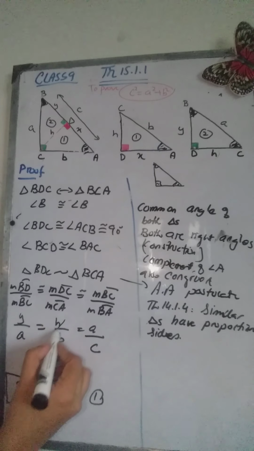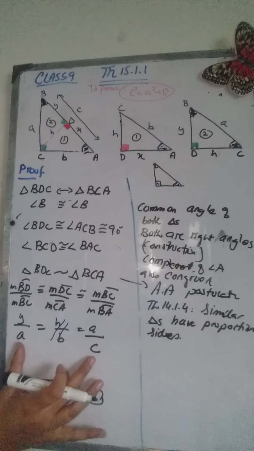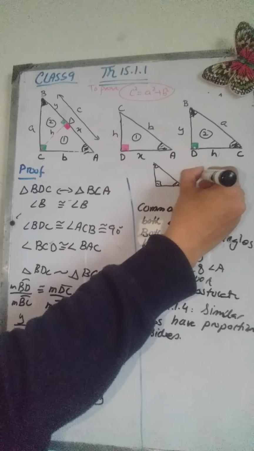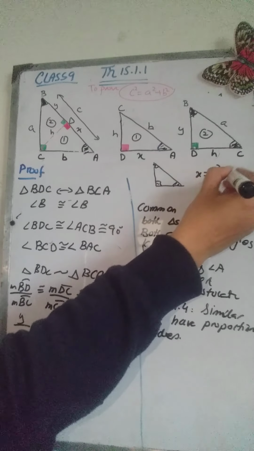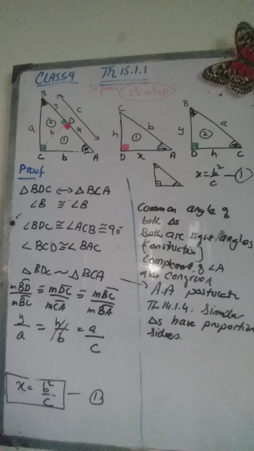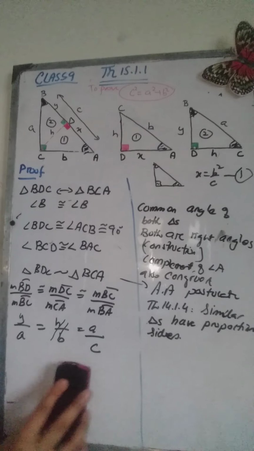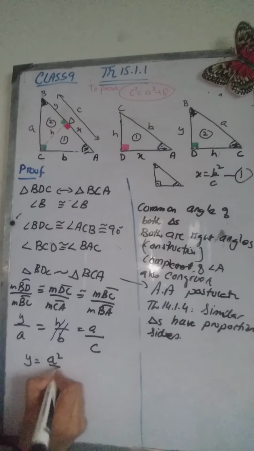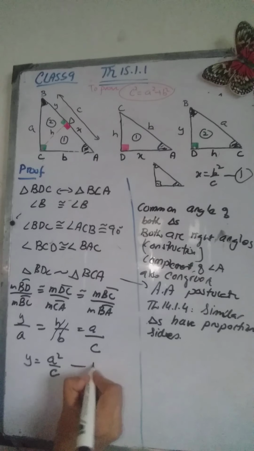So again I'm going to drop this equality. I need only this one. This is equation 1 that we had already proved. Let me write it here. x is equal to b square over c. This we have already proved. And I'm going to erase it from here. Now from this result we have y is equal to a square over c. Now this is equation 2.